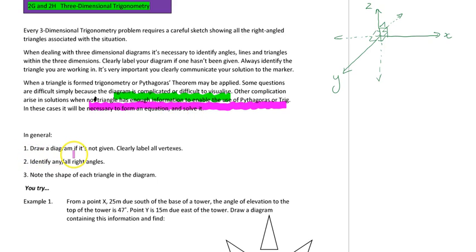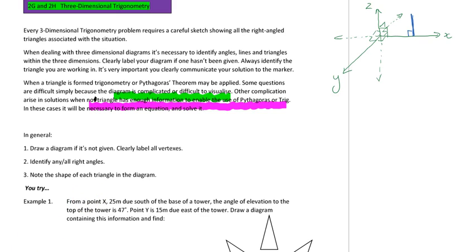So, in general, draw a diagram if it's not given, clearly label all vertices, and identify your right angles. So what you know is that the intersection of the planes is 90 degrees. Obviously anything, for example, located out here, standing vertical, also meets this dimension at 90 degrees. And note the shape of each triangle in the diagram. Really we're ideally trying to identify some right angle triangles.